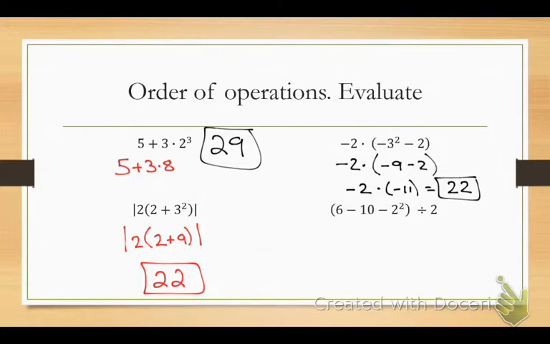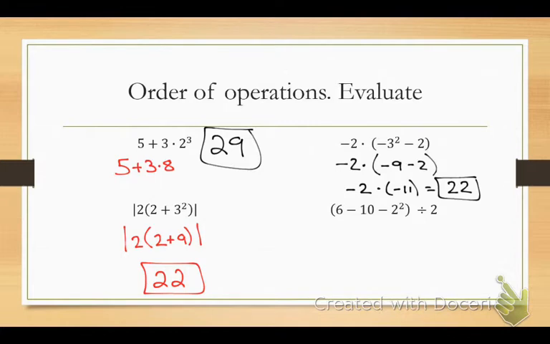Showing your steps is important, guys. I'm not going to count off for it on a quiz or a test, but sometimes it's the difference between a right or a wrong answer. What would you do first inside the parentheses on the last one? Exponent. What is negative 2 squared? See it again. What's negative 2 squared?